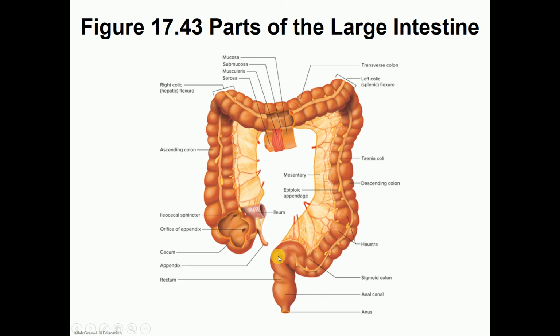And then the chyme would pass through the rectum, and this is where it will remain until the defecation reflex happens. And the feces would pass through the anal canal and then through the anus to the outside of the body.